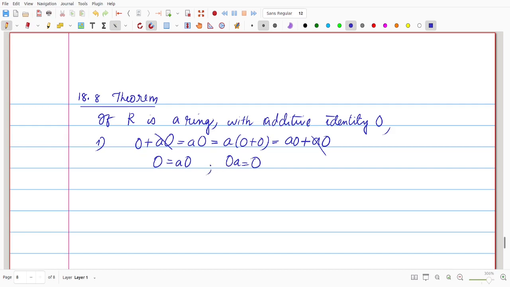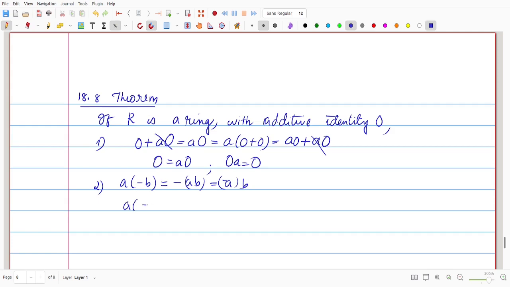So in a ring, if you multiply the additive identity with any other element of the ring, you yield 0 itself, the additive identity itself. This is the first fact. And the second statement is a times minus b. This is in fact minus ab. This is also the same as minus a times b. What does it mean? The additive inverse of ab is a times minus b.